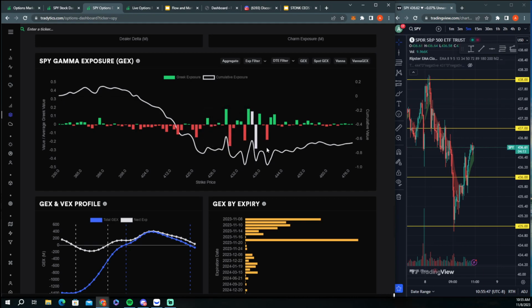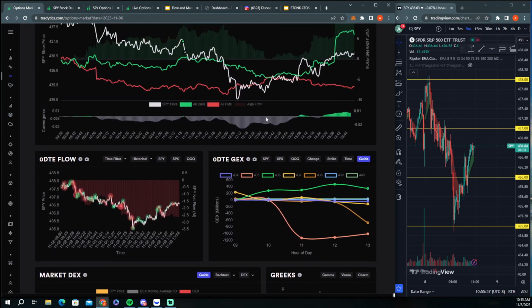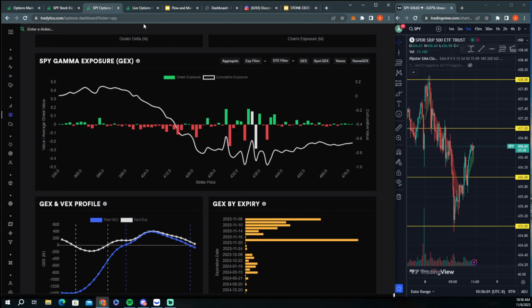437 is negative. So looking at this, we should move towards 437 and then maybe even 438, which you could see on this 0DTE gamma exposure level here. It kind of coincides well with the all expiration here.